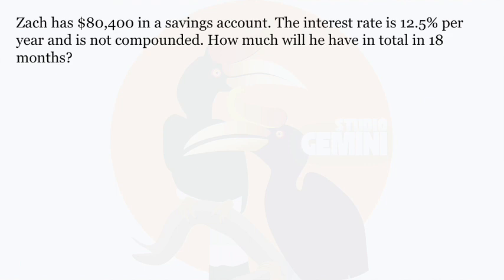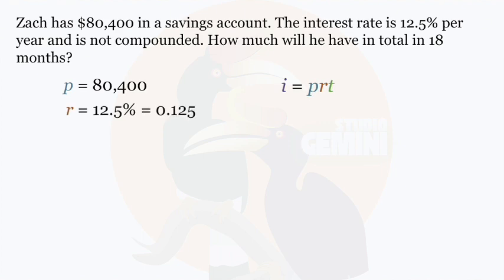Zach has $80,400 in a savings account. The interest rate is 12.5% per year and is not compounded. How much will he have in total in 18 months? The principal is $80,400 and the rate is 12.5% or 0.125. The time is 18 months, which we need to write in years using the fraction 18 over 12, or 1.5 years.